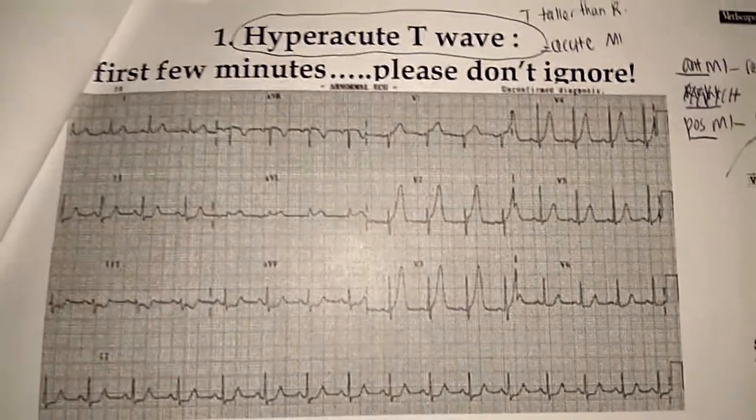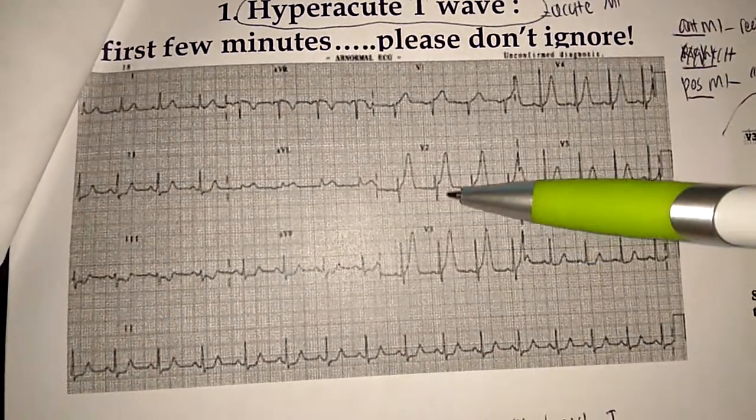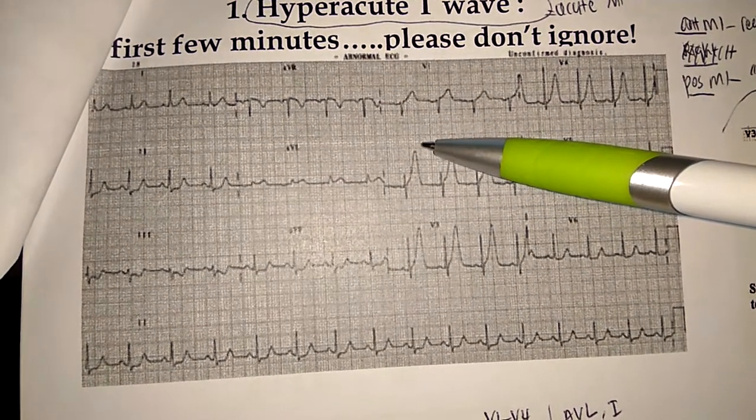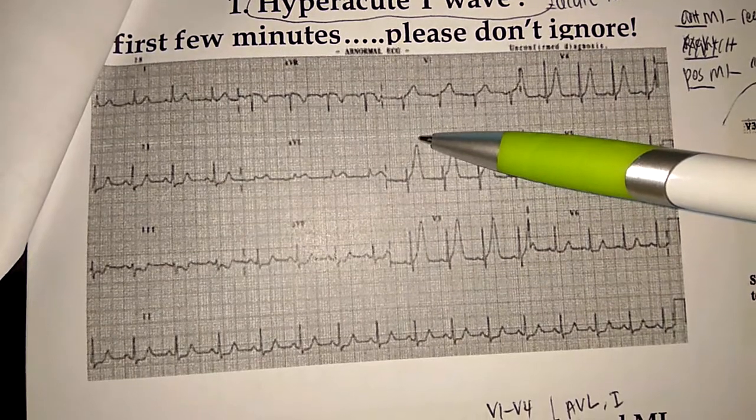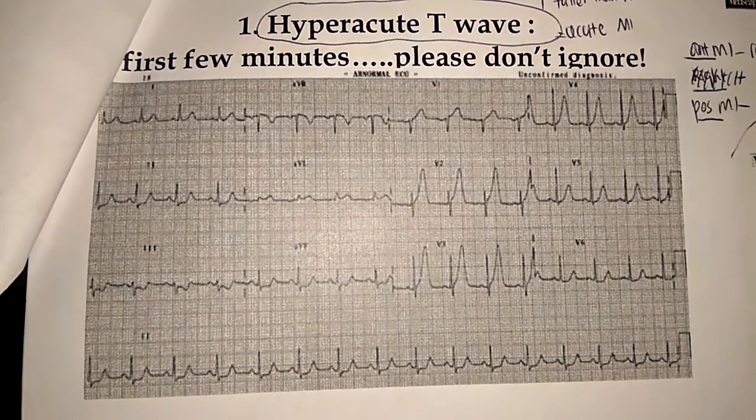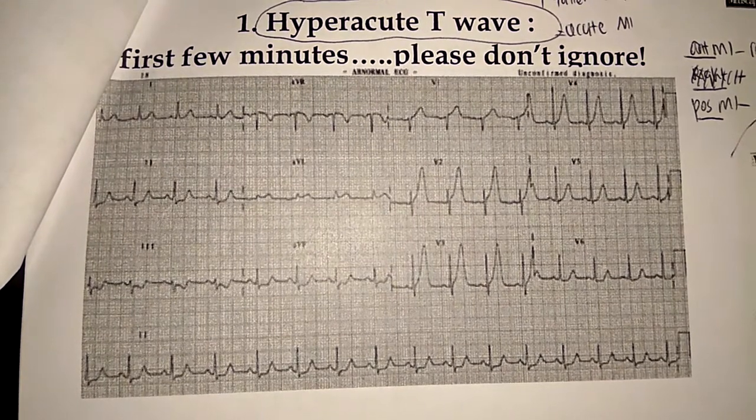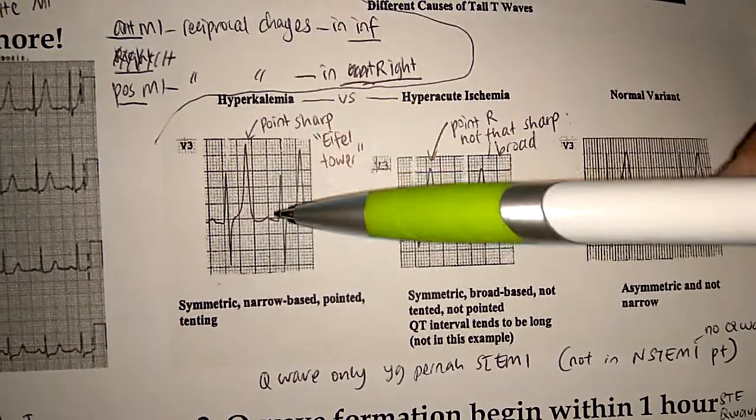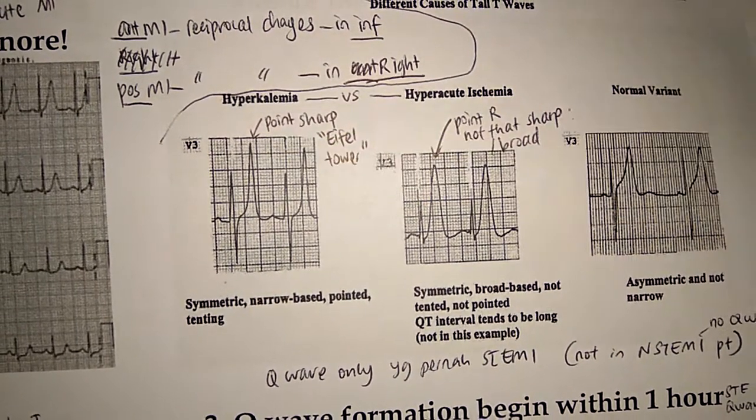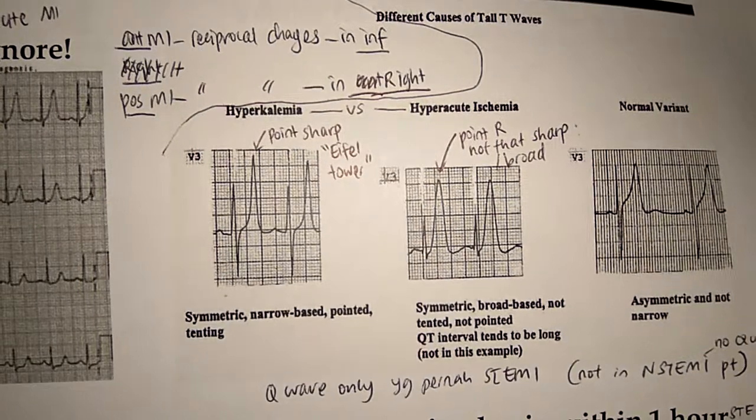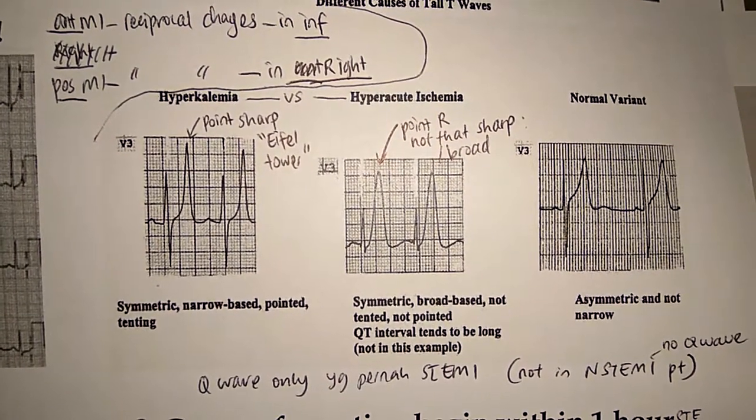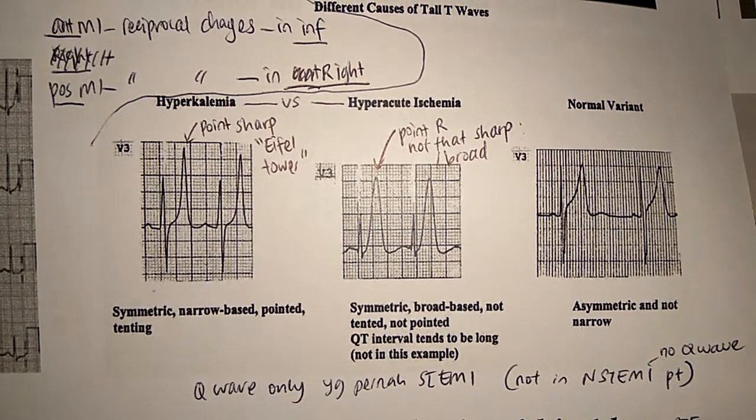The hyperacute T wave in MI is quite broad and also blunted. Okay, it's different from the hyperkalemia peaked T wave, where the T wave's endpoint is sharp. It's called Eiffel Tower sign, or tented T wave. The one for MI is not tented.